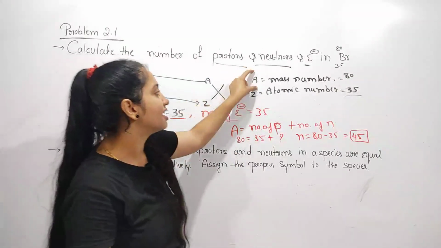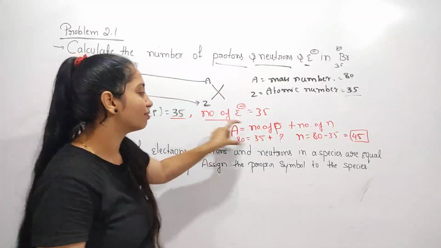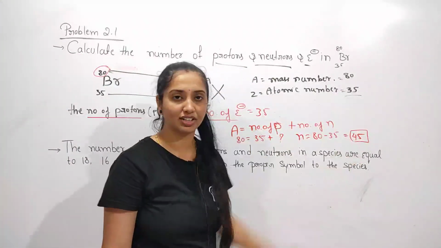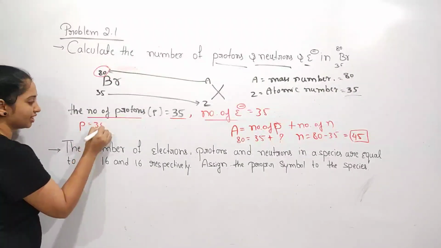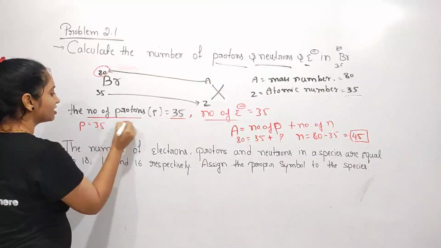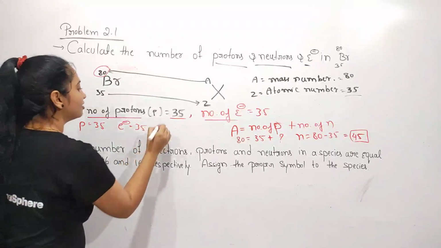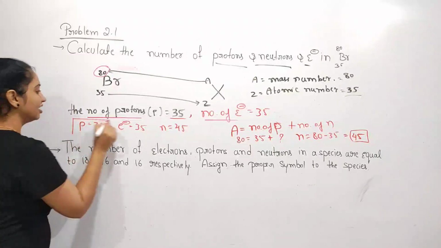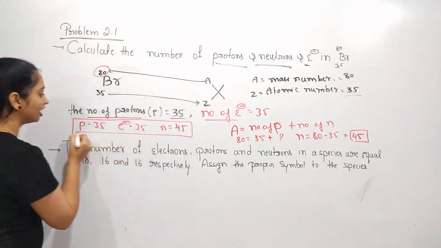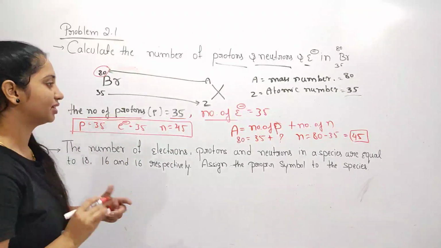And with the help of the mass number, we can calculate the number of neutrons, that is 45. So the number of protons is equal to 35, the number of electrons is equal to 35 and the number of neutrons is equal to 45. So this is the answer. I hope you got clear about this.